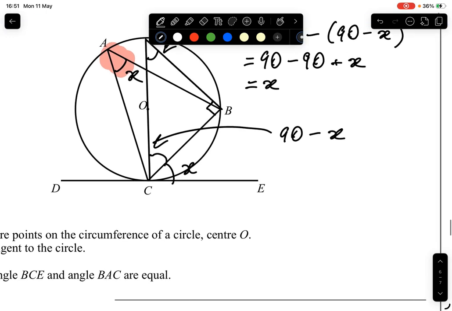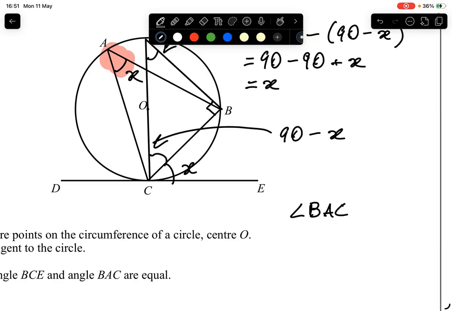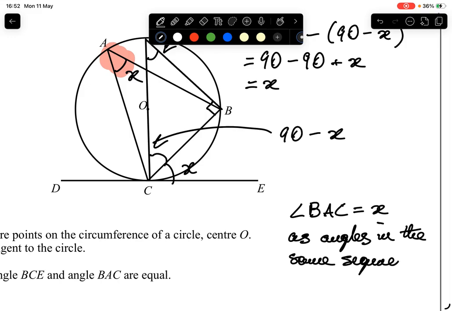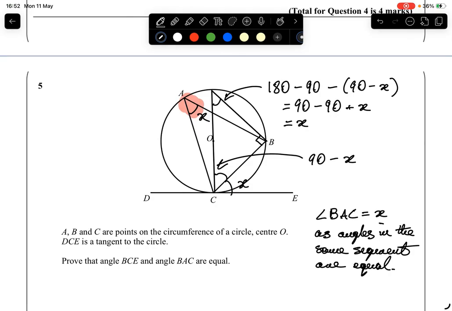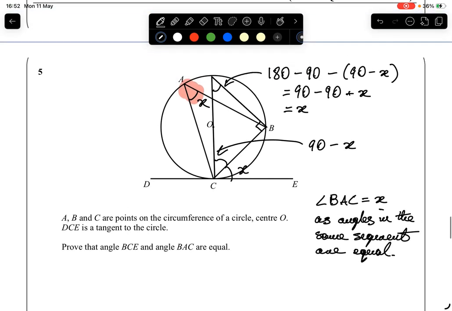So angle BAC equals x, as angles in the same segment are equal. So that is how you prove the alternate segment theorem.